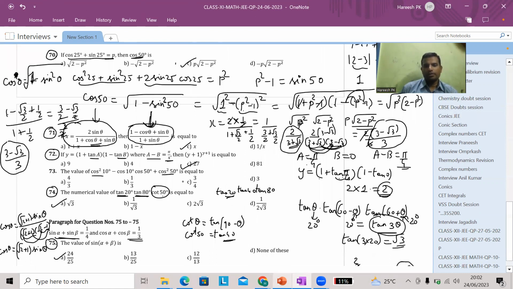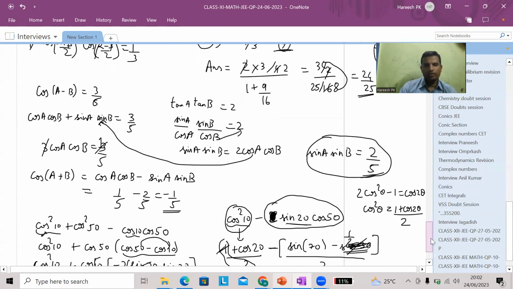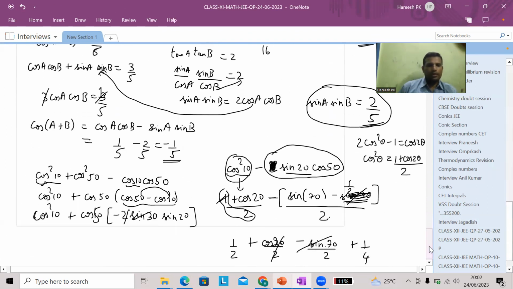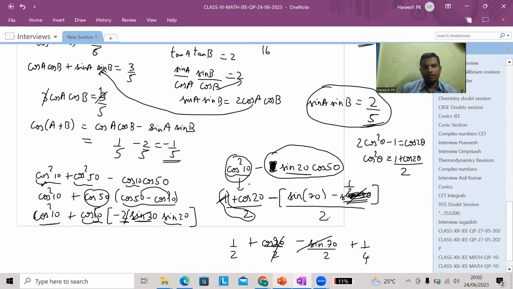I repeat the steps once again so that you can note down again. First, I took out cos 50 common. This went out common. Then I used transformation formula. Sine 30 and 2 got cancelled. So then I was left with cos square 10 minus cos 50 into sine 20. So minus cos 50 sine 20. Then for cos square theta, I wrote 1 plus cos 2 theta by 2.